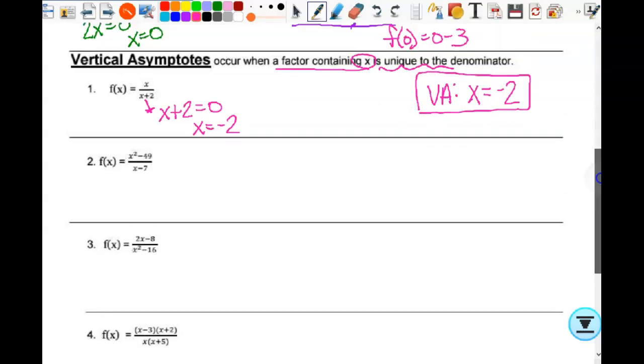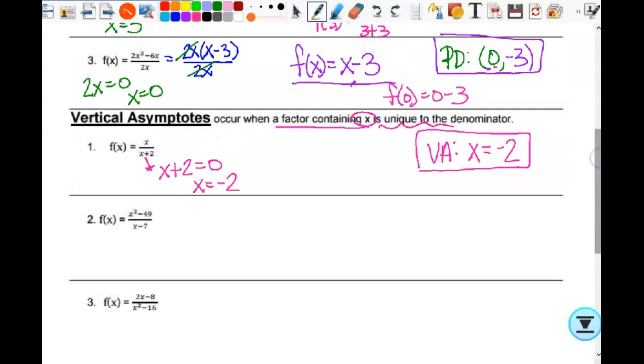So look at the differences between these two things. When I canceled this out, I set it equal to 0, and I got x equals 0, but I didn't write x equals 0 because this represents an x value for a point. When I set the denominator equal to 0, this represents the line that is the vertical asymptote. That makes sense to you? Got to know when it's a line, you have to write it as the equation of a line. Okay. Any questions on vertical asymptotes on number 1?